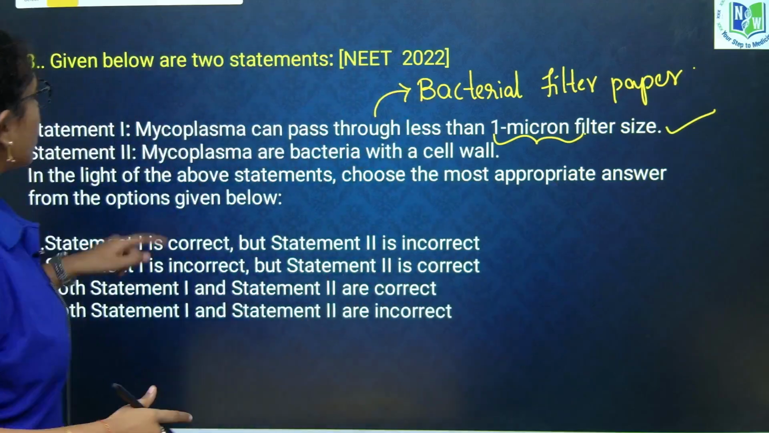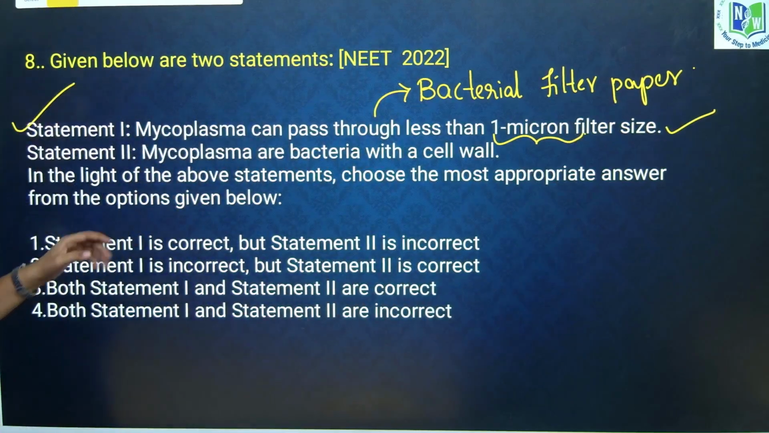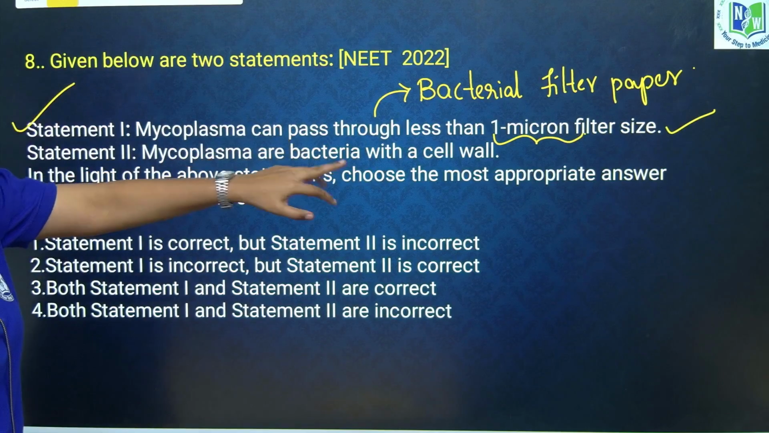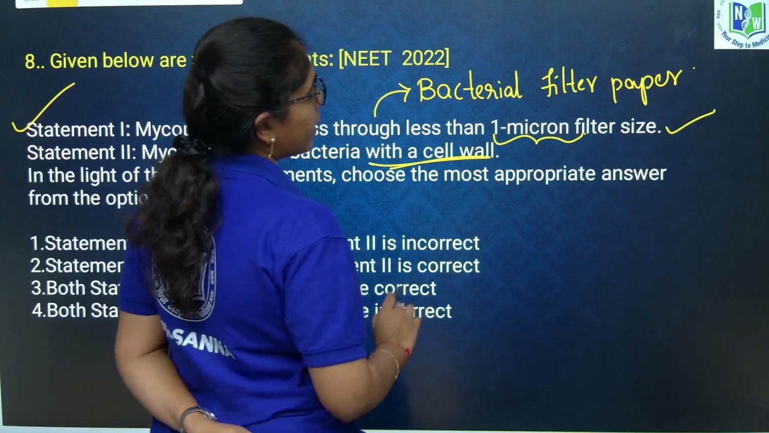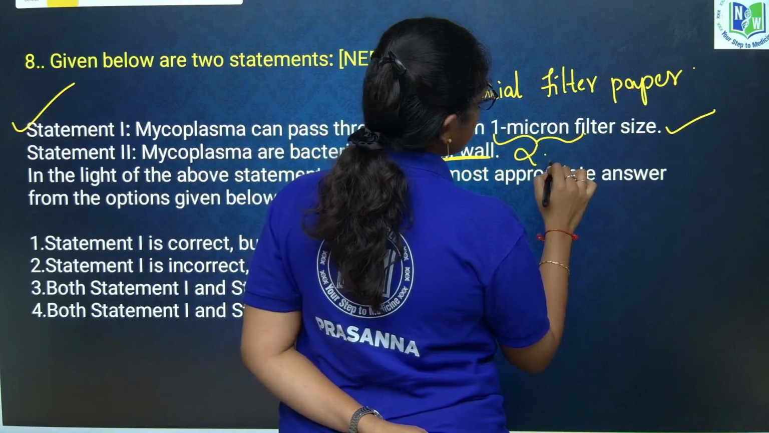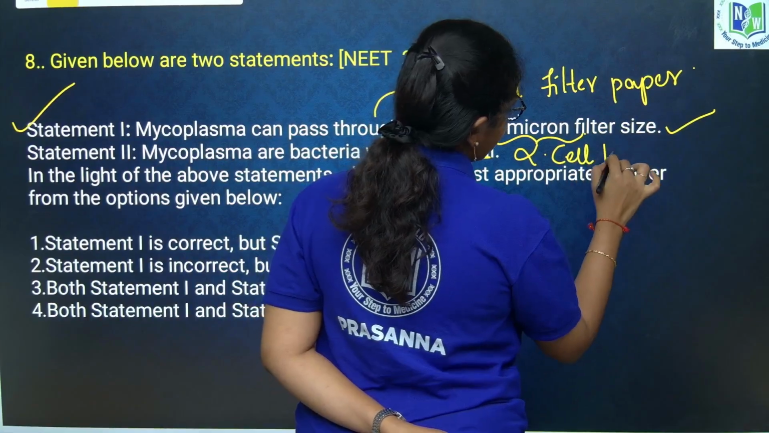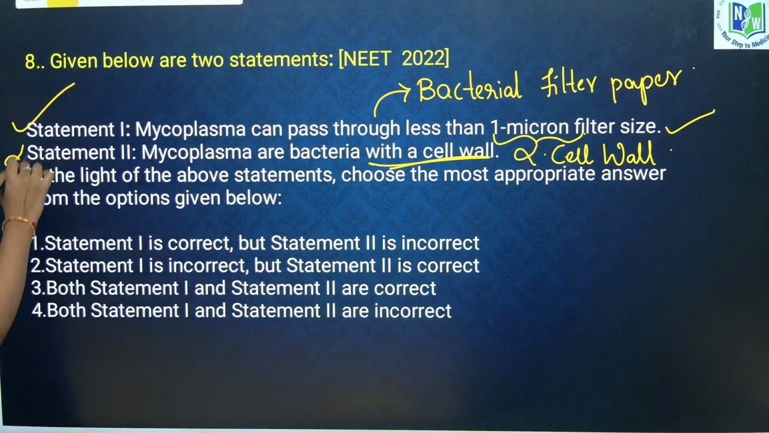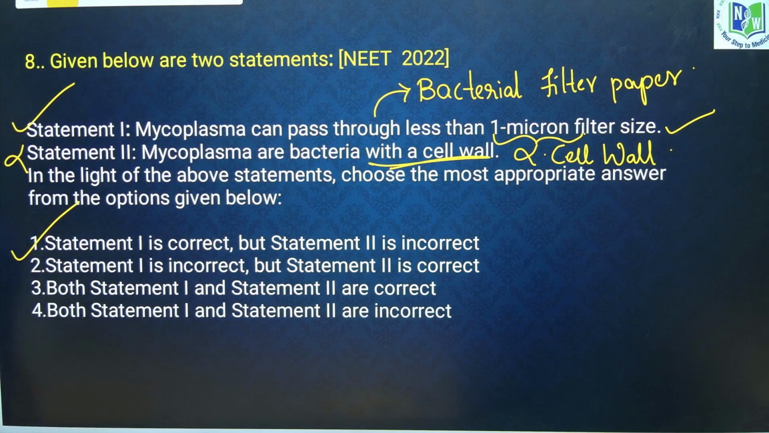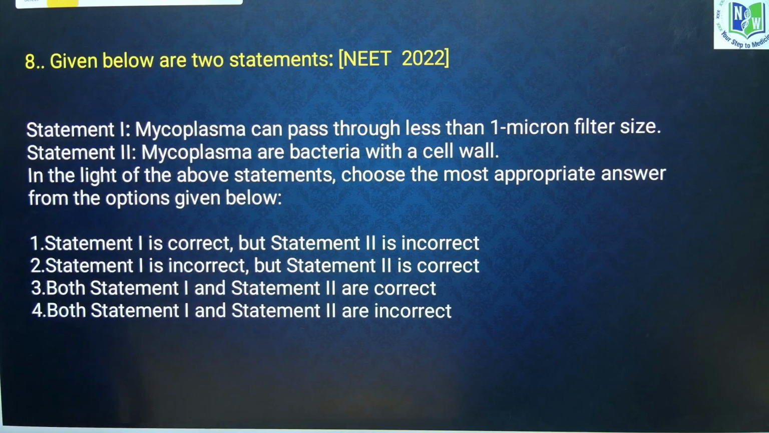And what is statement 2? Statement 1 is correct. Statement 2 says mycoplasma are bacteria with a cell wall. No, mycoplasma are the only bacteria that are without a cell wall. So now what will be our answer? Statement 1 is true and 2 is false. Option 1 is the answer. Next question.